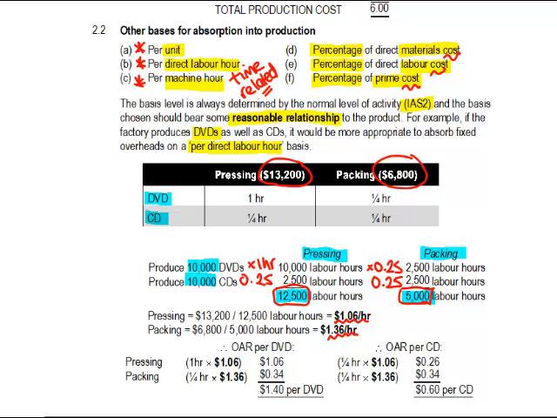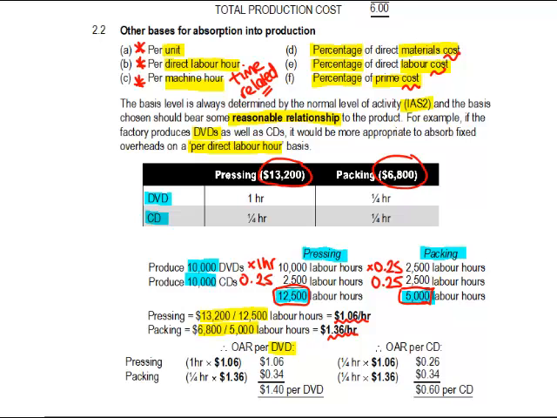So you can see if we take $13,200 divided by the 12,500 labour hours, that's $1.06 in pressing, and $6,800 divided by 5,000 gives $1.36 per labour hour in packing. So let's see how we put those into the products themselves, starting with DVDs.